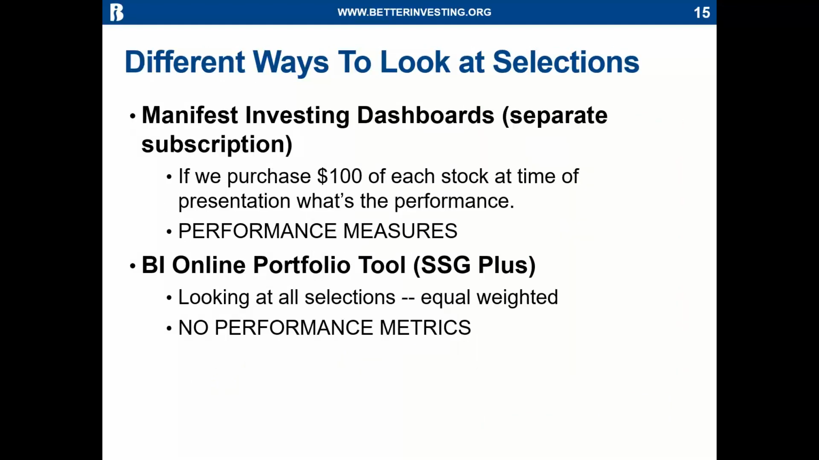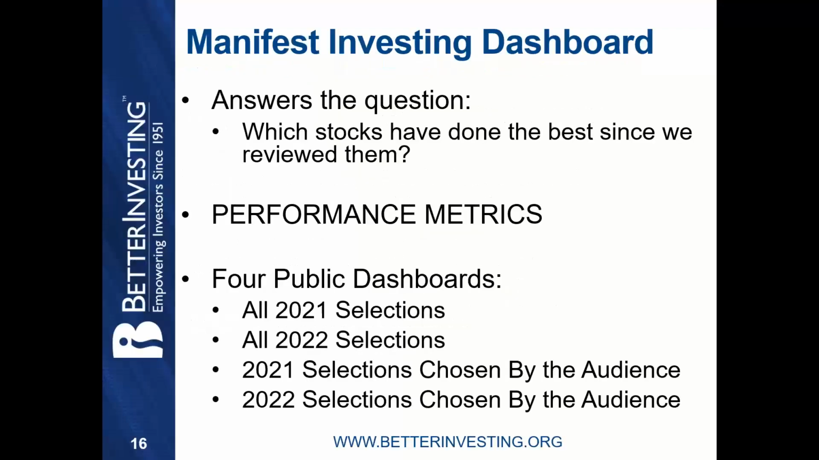So now what we're going to do is look at all the selections. We'll look at Manifest on the dashboards, and again, we put everything in at the time it came at $100, so we can see it, and we have some performance metrics. The others have been put into a portfolio that I keep in my own account. There are no performance metrics, but we can see the stocks we've looked at and what areas, industry sectors, and sizes we looked at. So the first thing is the Manifest dashboard, which can tell us which ones have performed best.